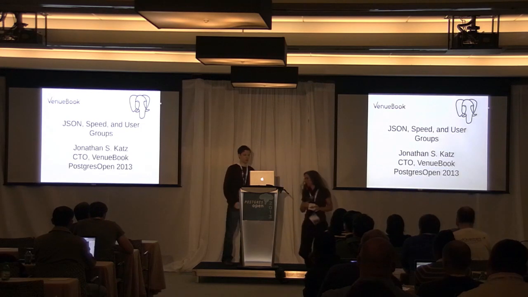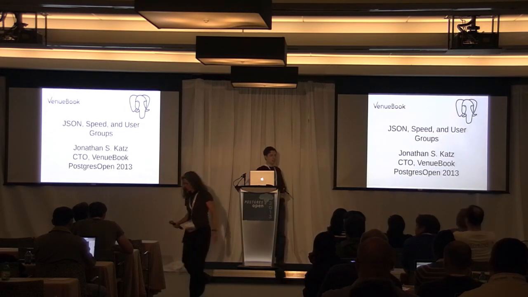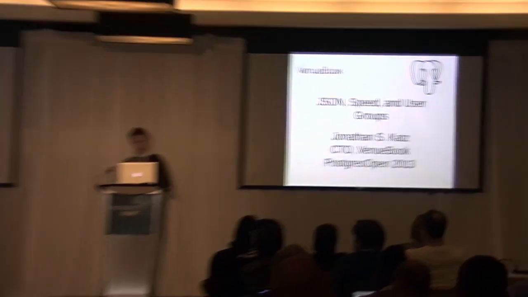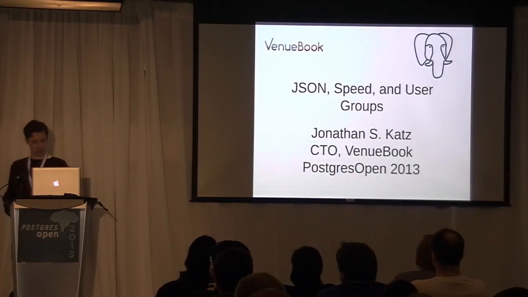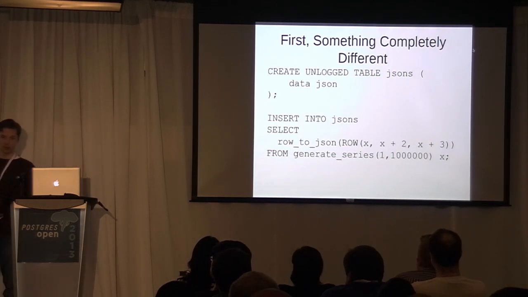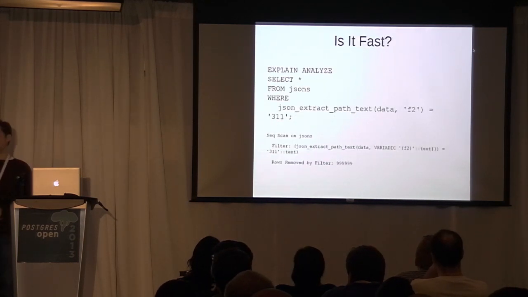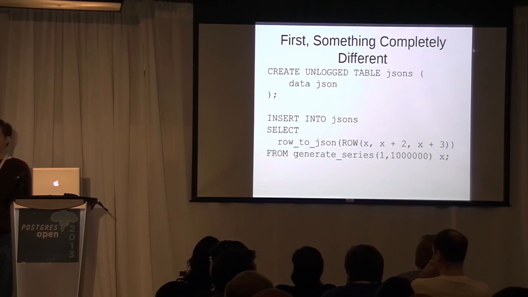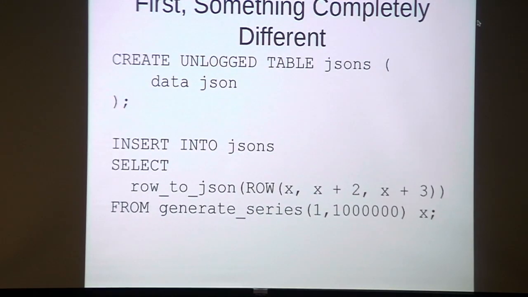Okay, so we're going to talk about three things that have a lot to do with each other: JSON, speed, and user groups, because we can all see the relation. Postgres added JSON support in version 9.2 and much better support in 9.3, allowing us to run functions. Because we have functions, we can extract the data out of our JSON elements and do comparisons on it. So I created a table with a million JSON records in it, and you probably notice it's an unlogged table because I like to live by the seat of my pants.